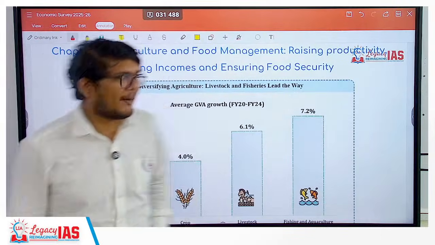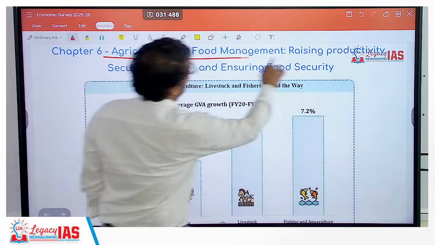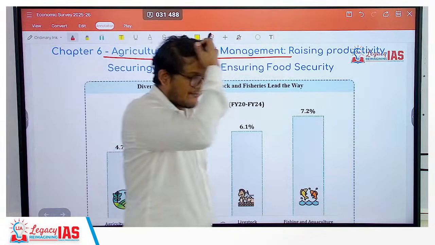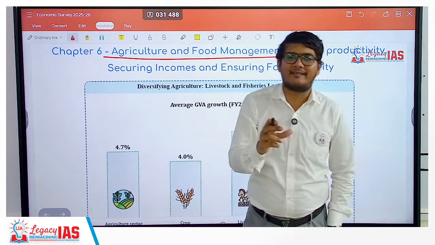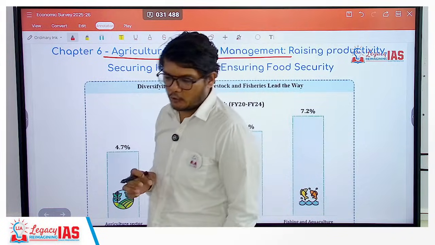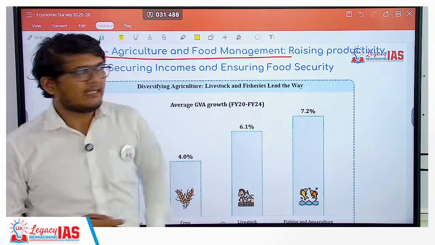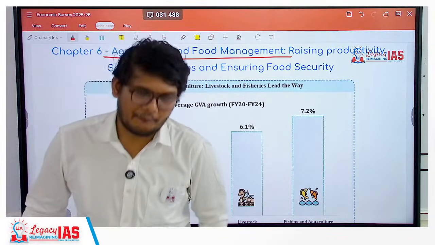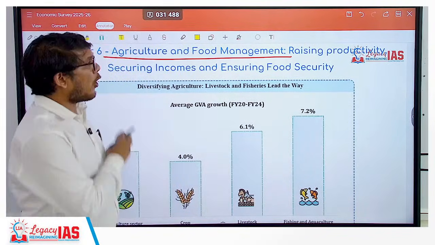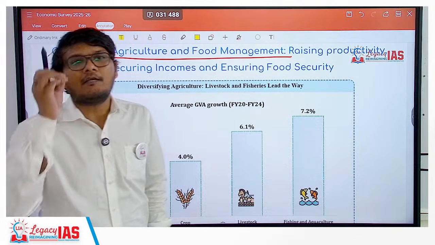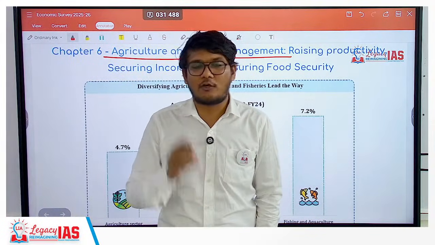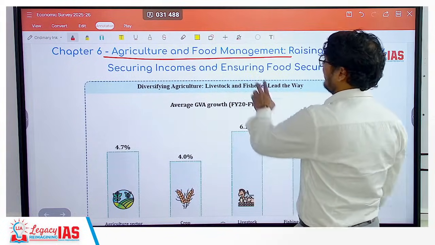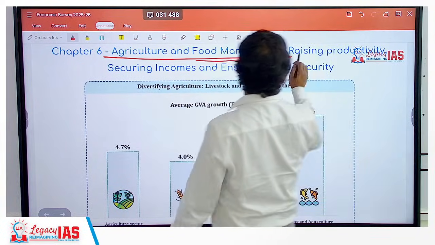Next is chapter 6, agriculture and food management. Now here, along with the economic survey, another document is released, which is nothing but the infographic document. In that infographic document, this chapter 6 has just one page of infographic. But remember, we will also come up with detailed chapter-wise lectures or sessions for the economic survey. So stay tuned for that. Let us now continue with chapter 6, agriculture and food management.